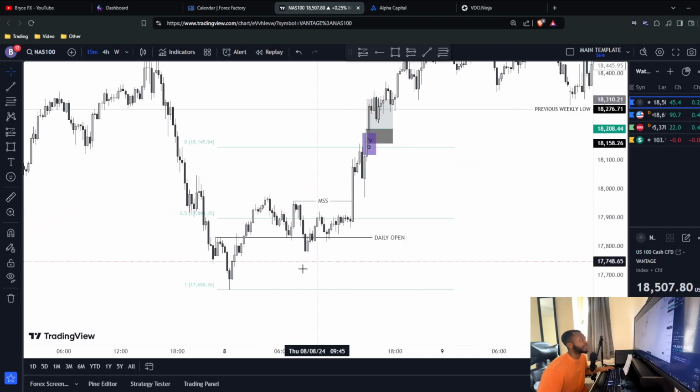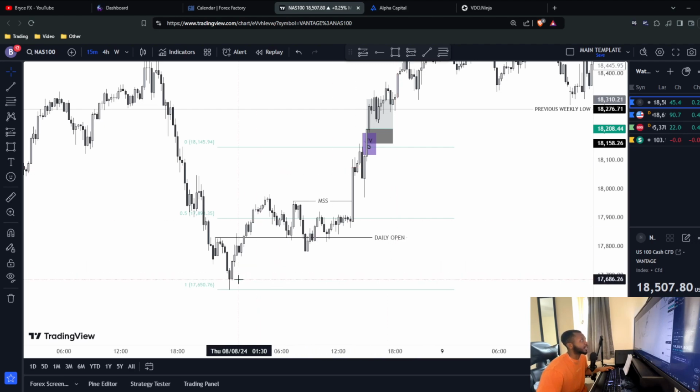I also use fibs and I measure it from the daily open. So as you can see, the daily open is here, but you can see that the fibs actually aligns with that. And what I do with the fibs is I measure the highest and lowest point from the daily open all the way to New York open. The reason I do this is because I want to measure how price moves throughout the sessions.